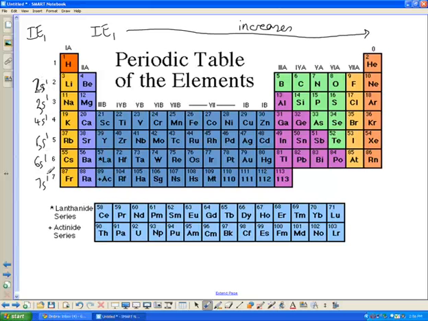They all have the same number of outer electrons. You know that from looking at the periodic table and looking at the group. But which one's easiest to remove? Well, it's the one that's furthest away from the nucleus.